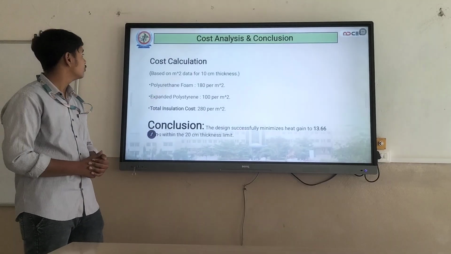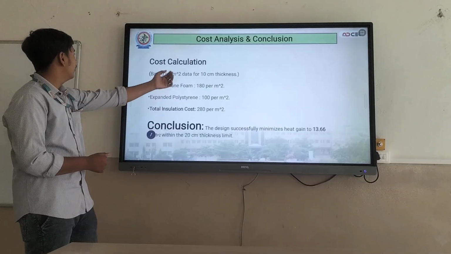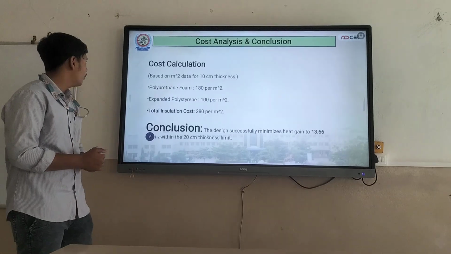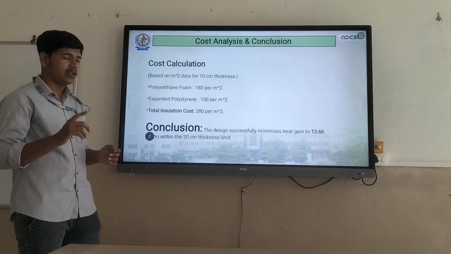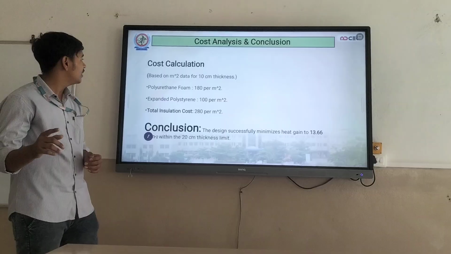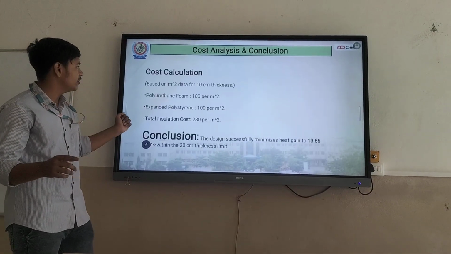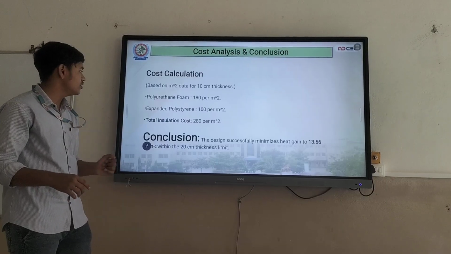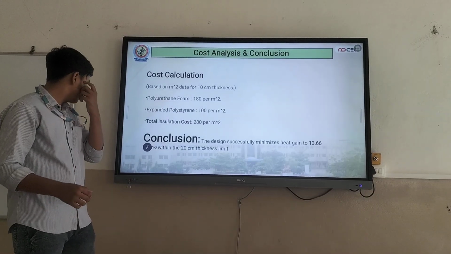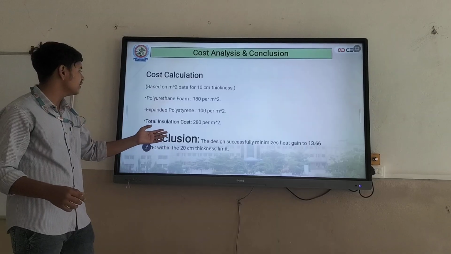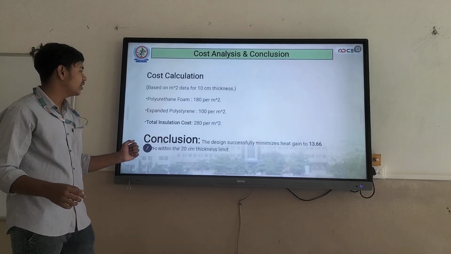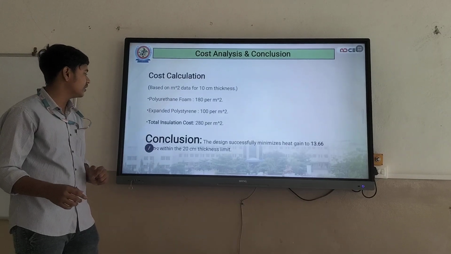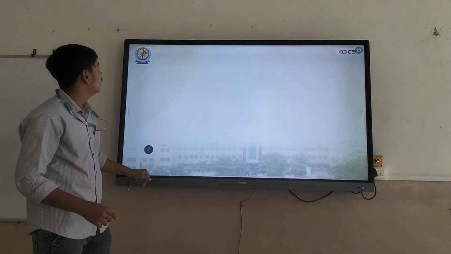Cost analysis and conclusion. The cost analysis is based on market data: for 10 millimeter thickness, polyethylene foam costs 180 per meter square and extruded costs 100 per meter square. So the total insulation cost is 280 per meter square. Conclusion: the design is successful, minimizing heat gain to 13.66 within the 20 centimeter thickness limit. Thank you.